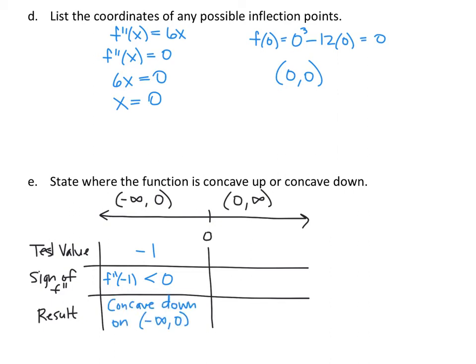Next, let's pick a test value out of the next interval, 0 to infinity. For example, we could choose a test value of 1. If I plug 1 into our second derivative, we have 6 times 1, which is a positive 6. So here our second derivative is positive. Since our second derivative is positive, it means that we are concave up on this interval.